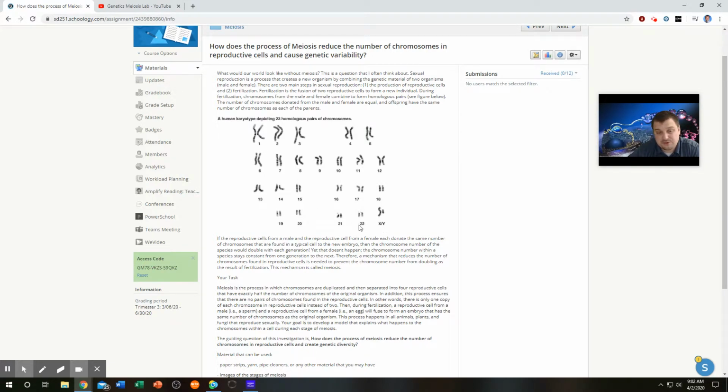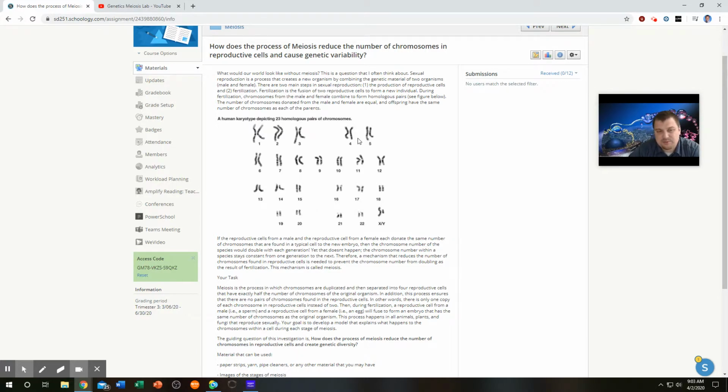Chromosome pairs 1 through 22 are what we call somatic chromosomes. They have the genes to make us who we are, to make our bodies look how they are, how we act, etc. But we have this chromosome right here that determines our gender. With an X and Y, I know that this person is a male. If it was a female, it'd be XX, so we'd have two of these together.